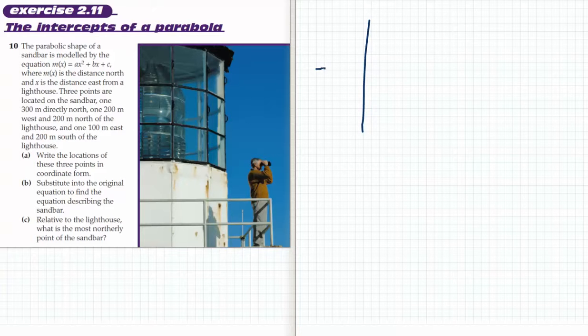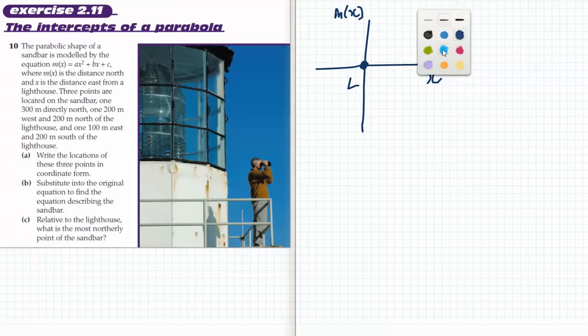So I must have my lighthouse here, because m(x) is how far north and x is how far east of the lighthouse. Okay, I have 3 points. One is 300 metres directly north, so I've got one point here at 300. I have another point which is 200 metres west, at minus 200, and another point which is 100 east and minus 200 south.